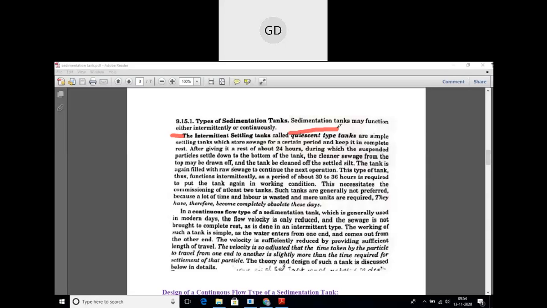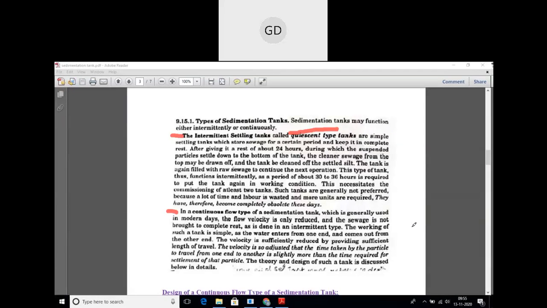And what is a continuous flow type of sedimentation tank? You see here, a continuous flow type of sedimentation tank is generally used in modern days, that means nowadays. So the flow velocity is only reduced, and the sewage is not brought to complete rest as it is done in the intermittent type. It is not given complete rest as in the intermittent type.